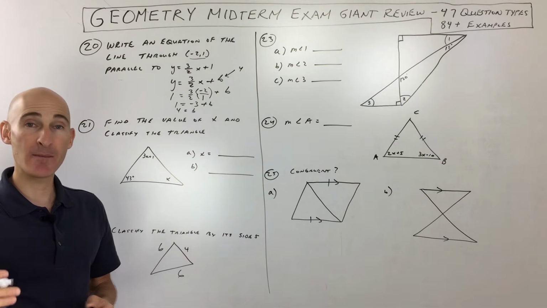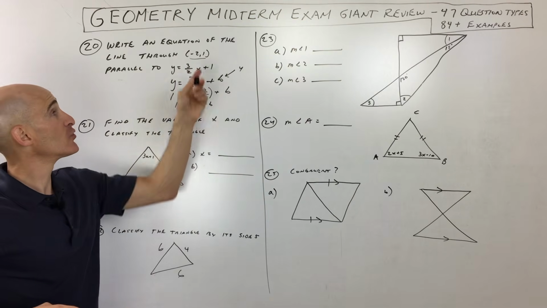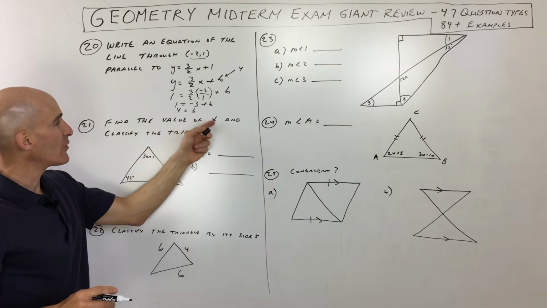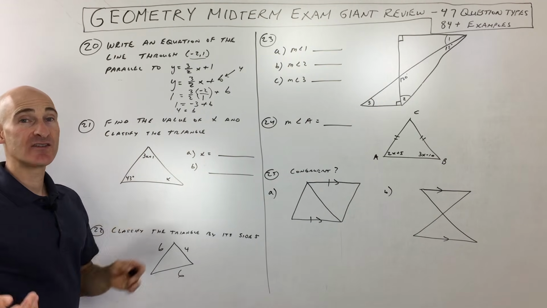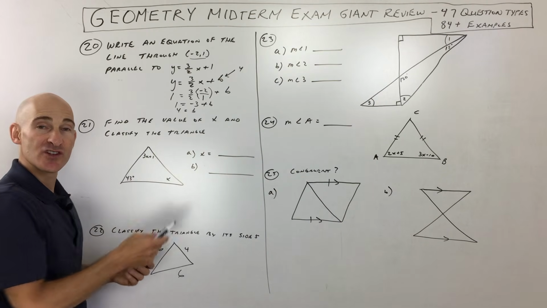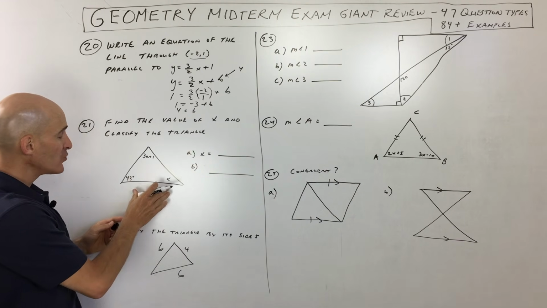That's the equation of your line parallel to the given line, but it goes through this particular point. Okay, now number 21, it says find the value of x and classify the triangle. What they're testing us on in this problem is, do we understand that all the angles in a triangle add up to how much? 180, right? So all we have to do is write an equation.